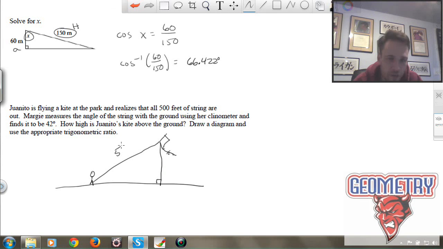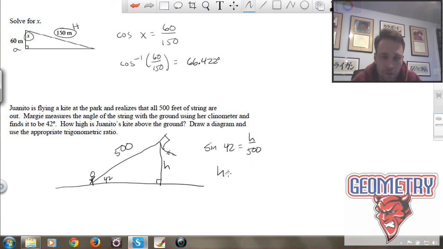It said there was 500 feet of string, so there's that, the hypotenuse. The measure of the angle says it was 42 degrees up to the kite. We want to find out how high is the kite above the ground. So there's our angle. We have the opposite and the hypotenuse, so that is a sine function. So sine of 42 equals h over 500.